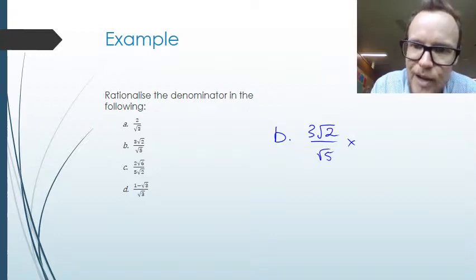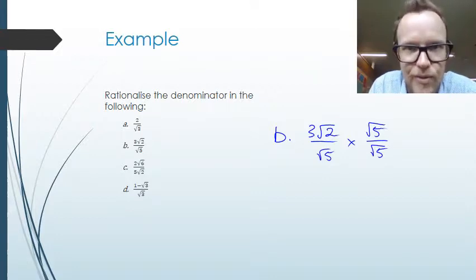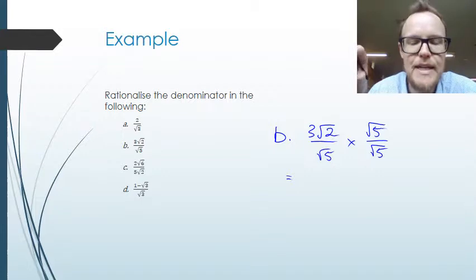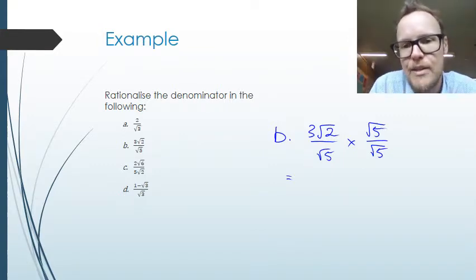Now I'm going to multiply by root 5 over root 5, because on the bottom I've got root 5 and that's what I want to remove. So I've looked at the bottom of the expression that I want to remove the surd, the radical symbol, for, turn it from a surd into a rational number. So I'm multiplying by root 5 over root 5.